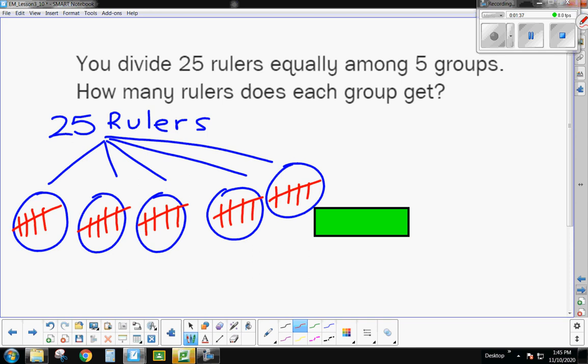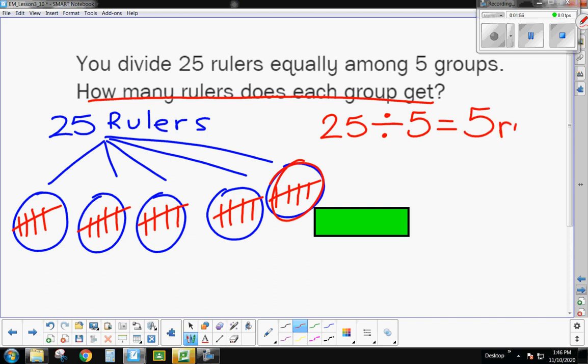Now what would be my number model to go along with this problem? I took 25 rulers, I divided them into 5 groups, and how many rulers does each group get? Each group got 5 rulers.